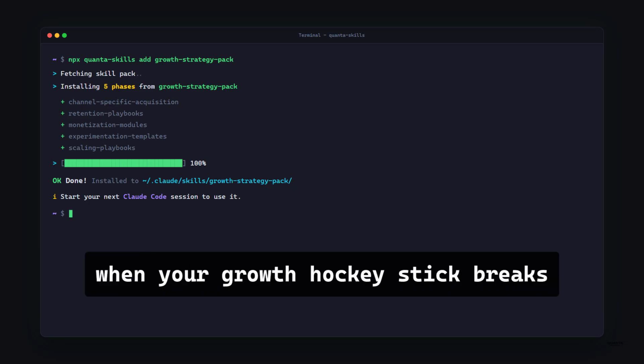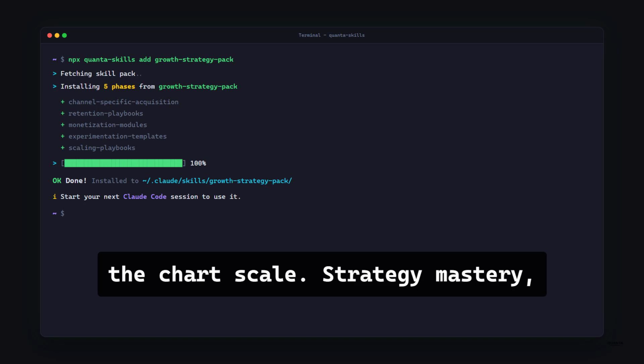Just don't blame us when your growth hockey stick breaks the chart scale. Strategy mastery delivered.